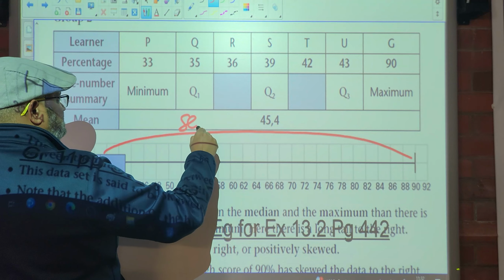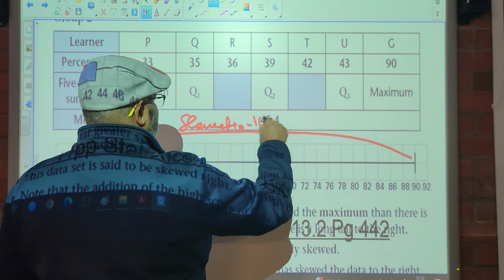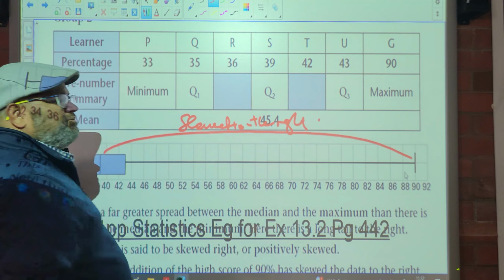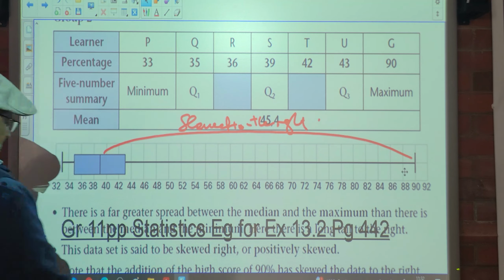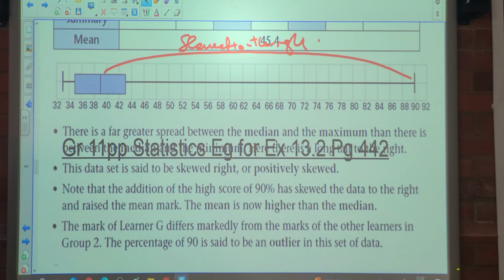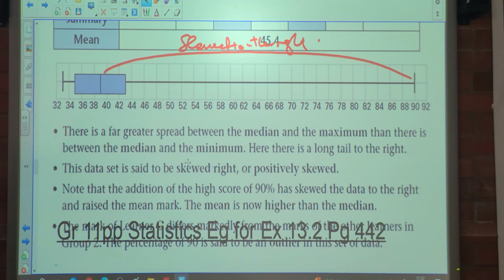So we say it's skewed to the right, or positively skewed. You guys understand? So let's read what they say here. There is a far greater spread between the median and the maximum than there is between the median and the minimum. Here, there is a long tail to the right. The data is said to be skewed to the right or positively skewed.